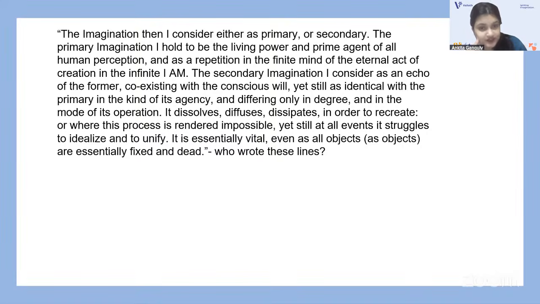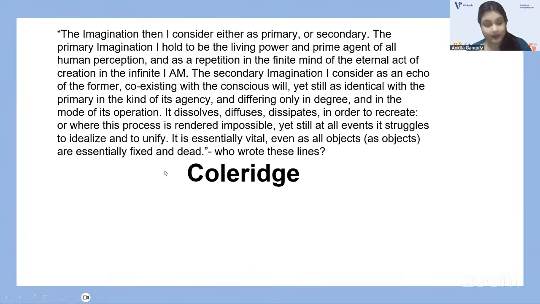It dissolves, diffuses, dissipates in order to recreate, or where this process is rendered impossible, yet still at all events it struggles to idealize and unify. It is essentially vital, even as all objects are essentially fixed and dead. Yes, correct. These lines were written by Coleridge in Biographia Literaria. Coleridge wrote these lines in Biographia Literaria about primary and secondary imagination.